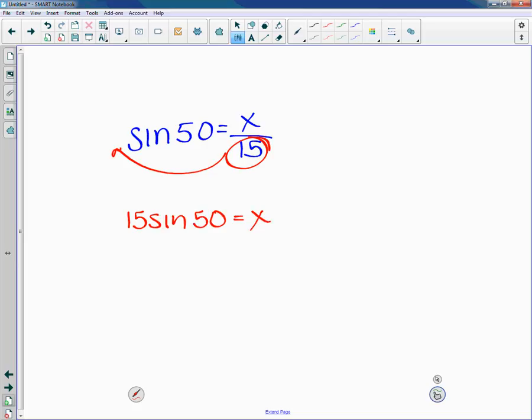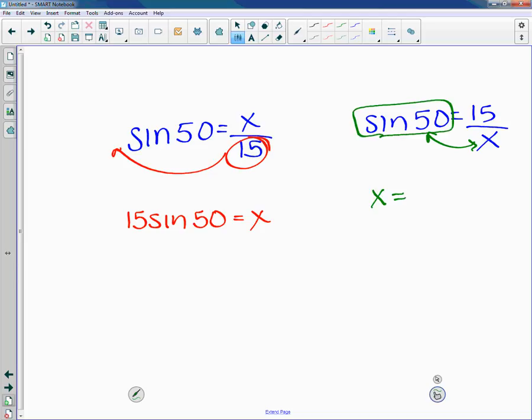Now, what if x is in the denominator? I'm giving you the same problem, I'm just going to put the x in the denominator. Whenever the x is in the denominator, you are going to switch these two. And when I say these two, I mean this whole thing. So this becomes x is equal to 15 over sine of 50, which is what we're doing when we're dividing by both sides. One's a multiplication, one's a division.